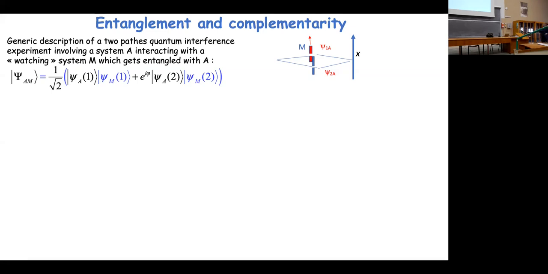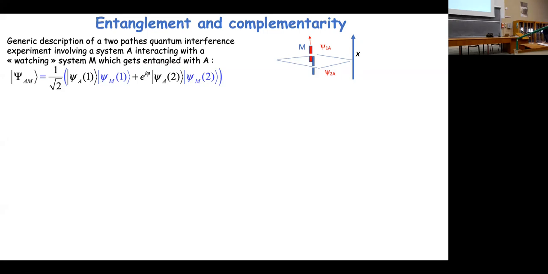So what is the most general wave function of the total system A plus M? This is the part corresponding to path 1. This is the part corresponding to path 2. There is a phase between the two, which is the phase that we want to measure by doing the interference experiment. But you see that if you are in state 1, you couple to a state of the measuring device psi M1. And if you are in state 2, you couple to another state, which I call psi M2.